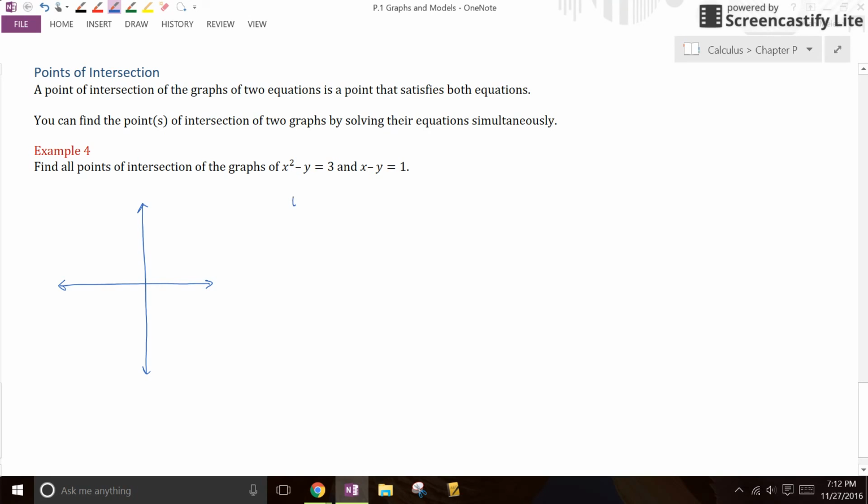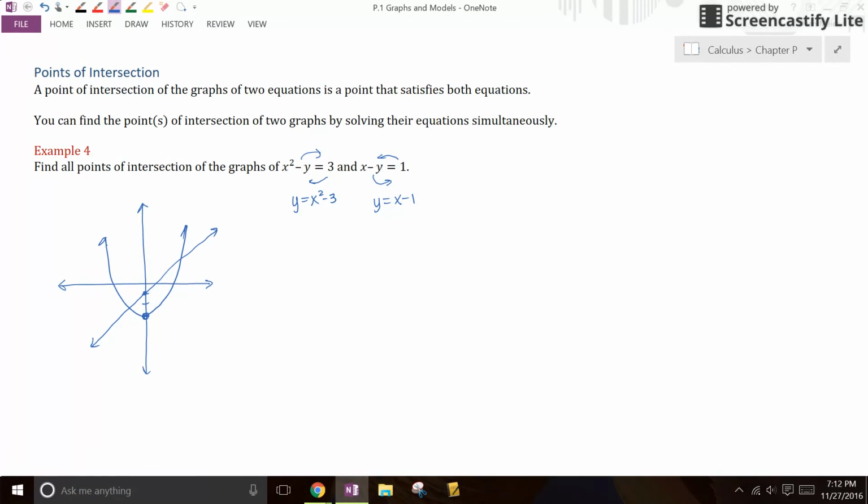Like this one, I could rewrite this as y. If I move the y over and then I move the 3 over, I would have y equals x squared minus 3. That's just a parabola down 3. So that looks like this. And if I rewrite this one, same thing: I'd move the y over and the x over. I would get y equals x minus 1. So that's down 1, and that's a line that goes like this, right? Boom. So you can see that there are definitely 2 points of intersection. So just logically, I know there are 2 answers to this.